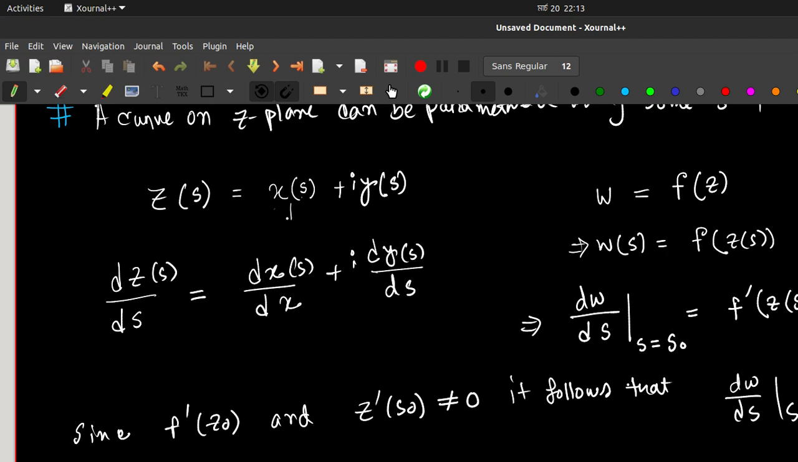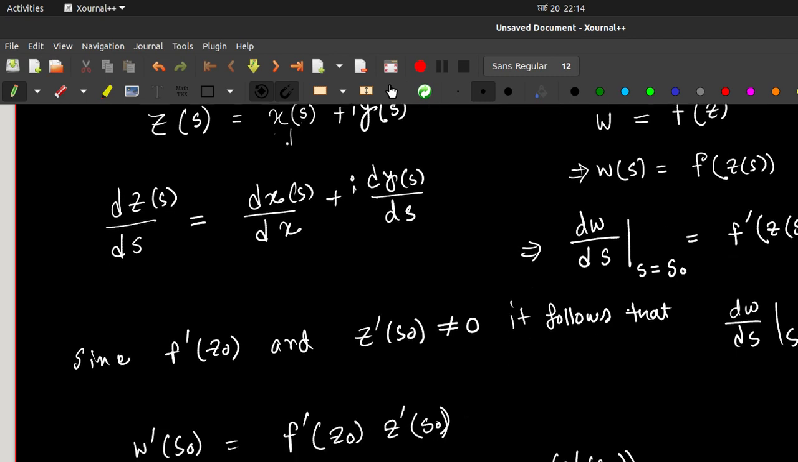Now consider this: the argument of this w prime at this point should be equal to the argument of f prime of z0 plus the argument of z prime of s0. Why? Because if you have two complex numbers z1 and z2 and you take the argument of the product, it is just the argument of z1 plus the argument of z2. This is easily provable, as you saw in the first week's lecture: if you represent them in polar form, the arguments add up.